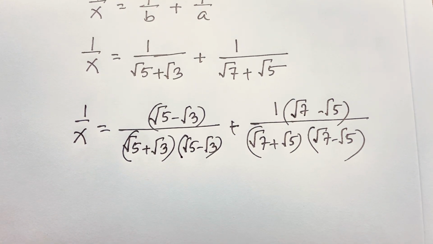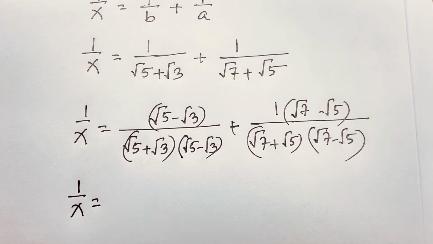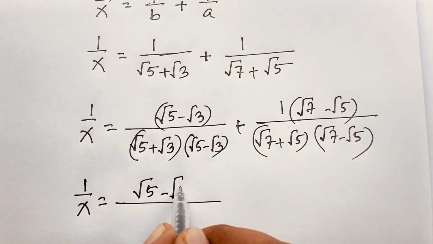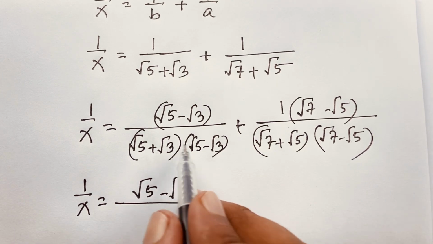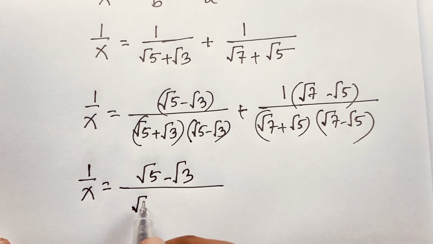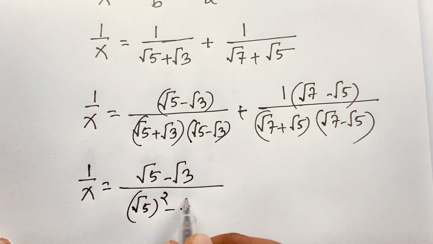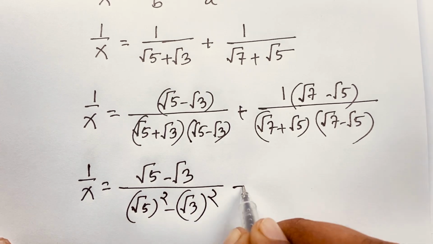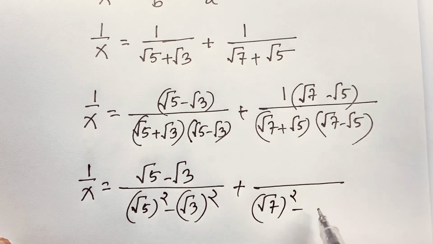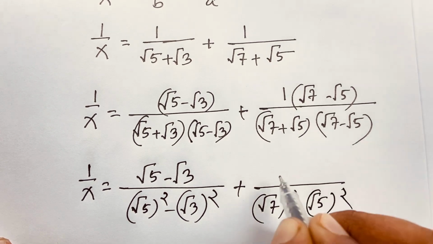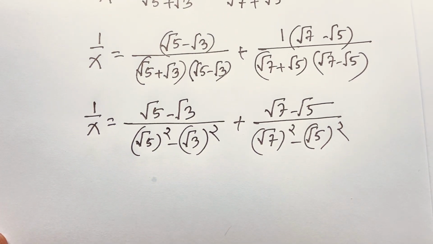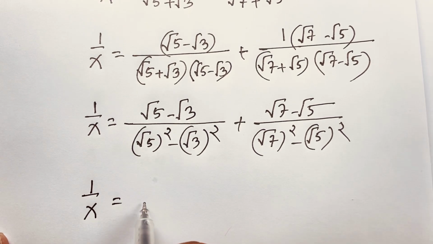Now in this expression, 1 over x is equal to the numerator square root 5 minus square root 3, but the denominator is (a plus b) times (a minus b). We know that it will be a squared minus b squared. According to this law, it will be square root 5 whole squared minus square root 3 whole squared. Plus, in the next expression, it will be square root 7 whole squared minus square root 5 whole squared, with the numerator square root 7 minus square root 5.